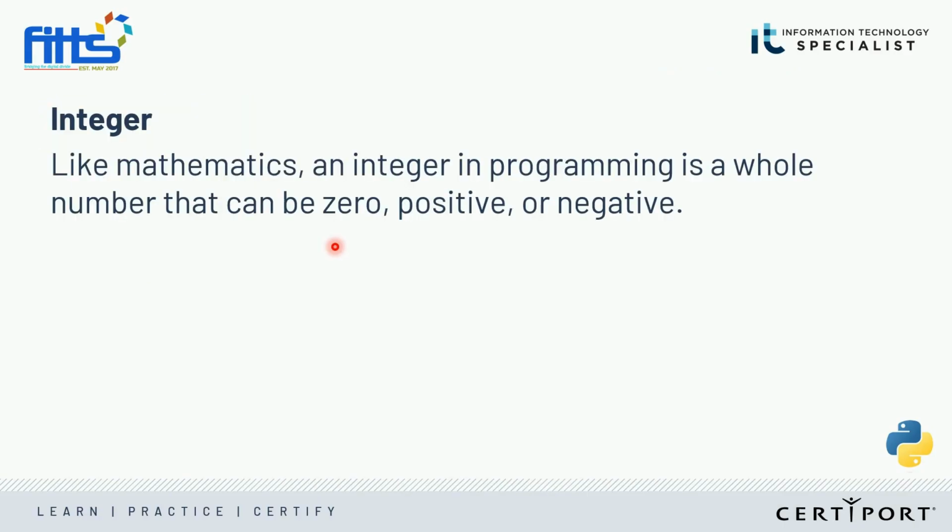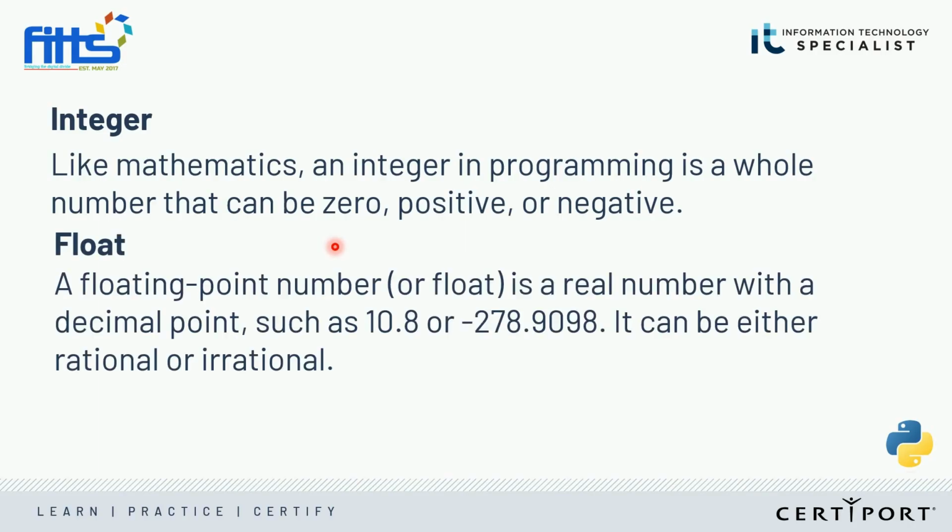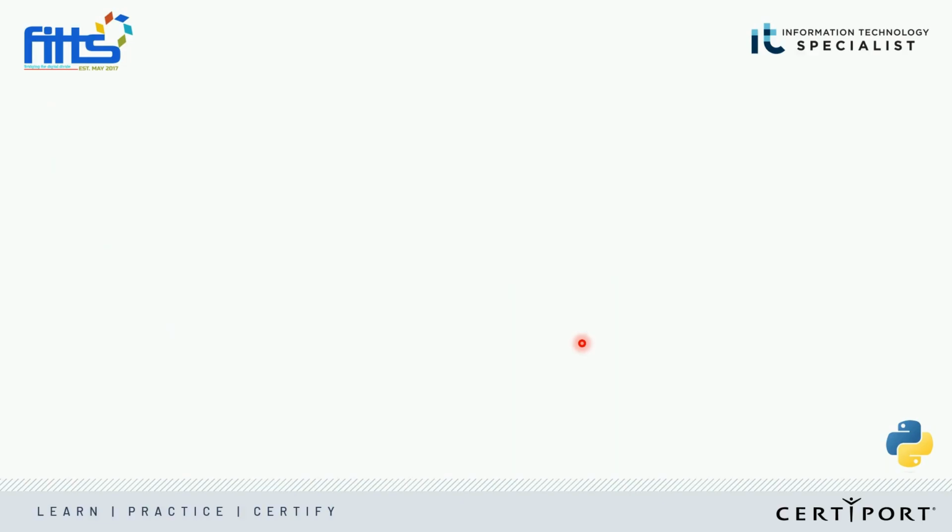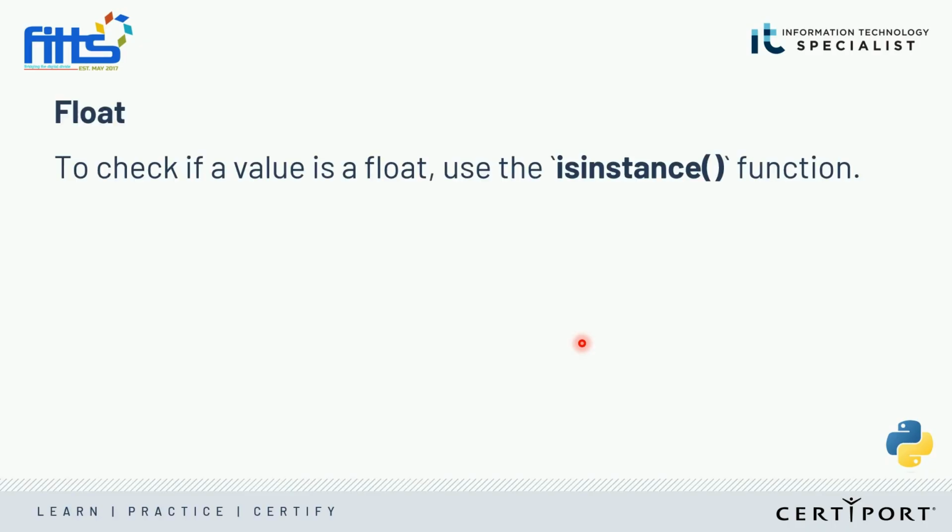So integer, so like mathematics, an integer in programming is a whole number that can be zero, positive, or negative. And float is a floating point number. So it's a real number with a decimal point such as 10.8 or minus 278.9098. It can be either rational or irrational. Once it's a decimal, irrespective of it being positive, negative.